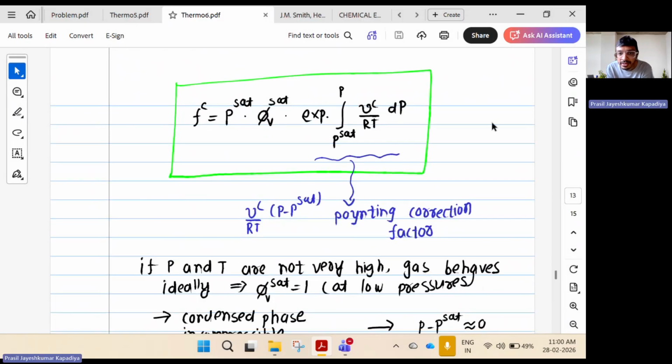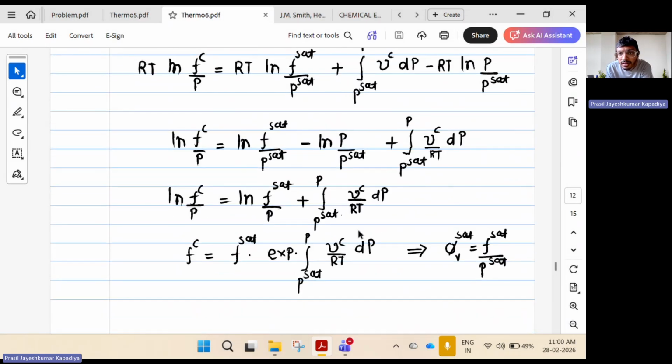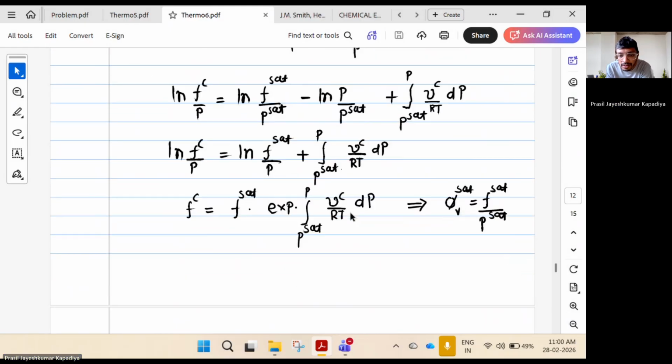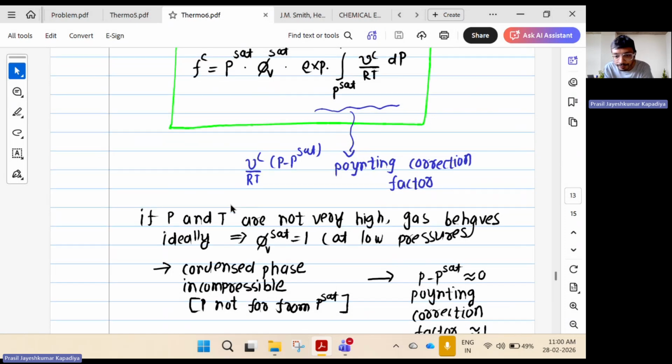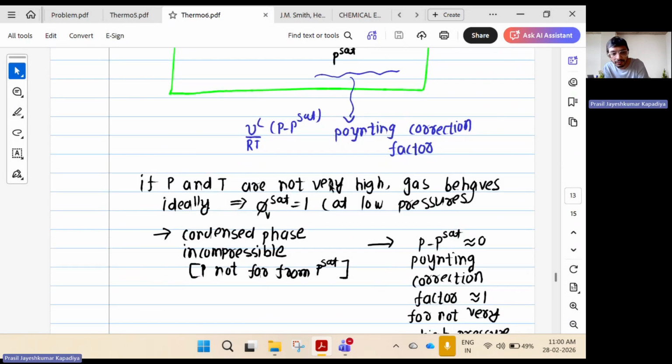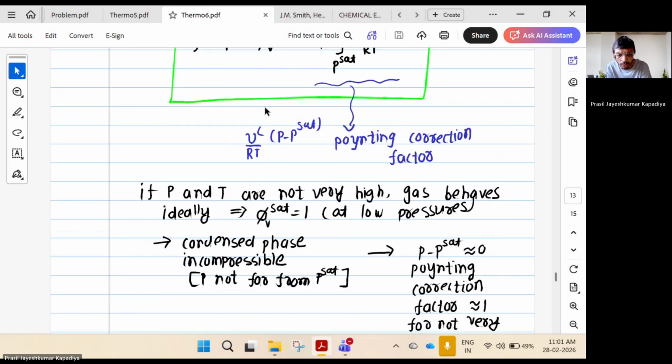So this term, let's say I am integrating it. V_c by RT is common and integration of dP will be P minus P_set. Correct. This term at low pressures will be just P minus P_set. This term is known as Poynting correction factor. If P and T are not very high, gas anyway behaves ideally and we will have phi V set equal to 1.